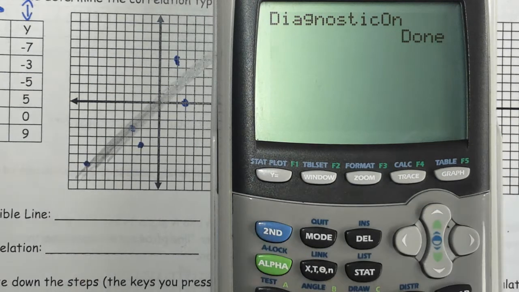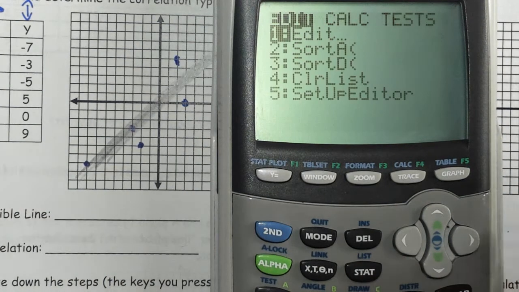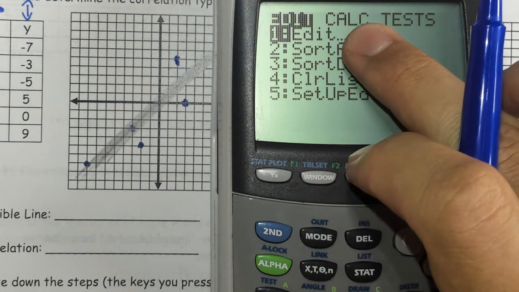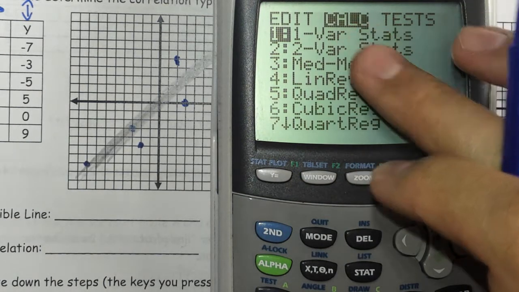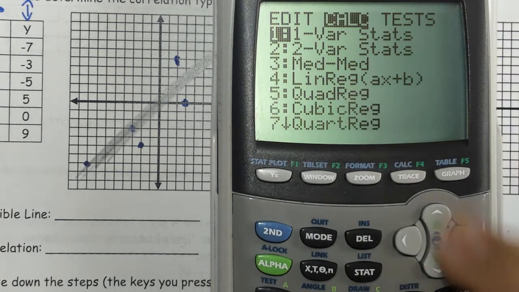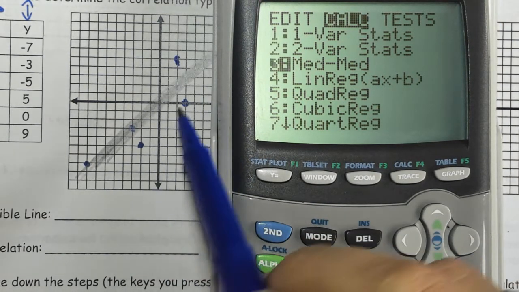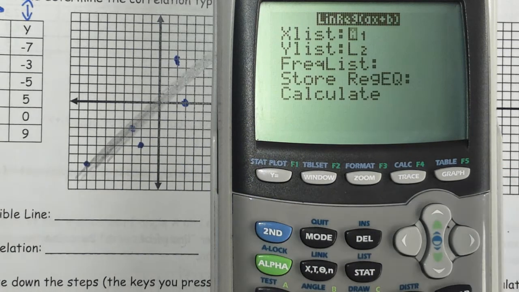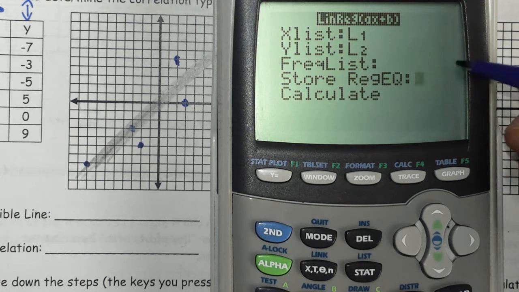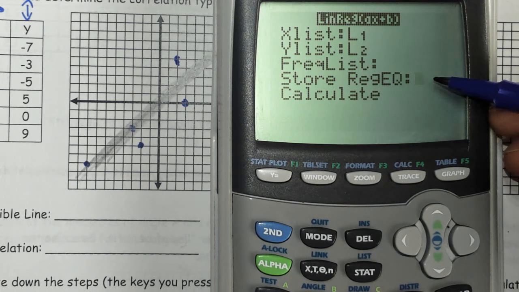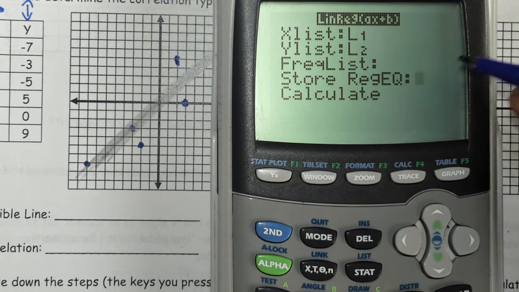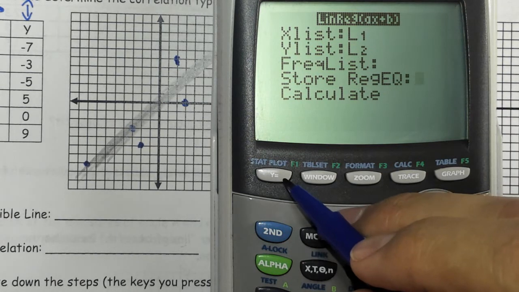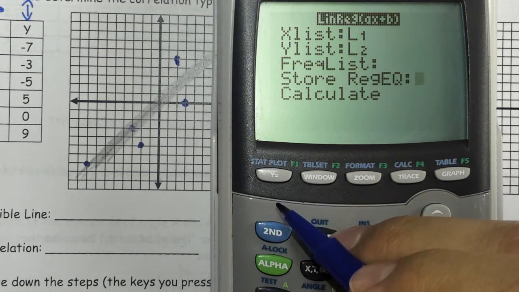So now to go back to stat and find our linear regression, we press the stat button again. Instead of edit, we're going to go over to calculate. So calculate, and we're going to go linear regression. It's the fourth one down. As you can tell, our line here is linear, so that's why we know we're going to do linear. So fourth one, and I like to go to my store regression equation. Why do I want to go to store regression equation? Because that's going to let us put our equation directly into our y equals button, so we don't have to retype it later.